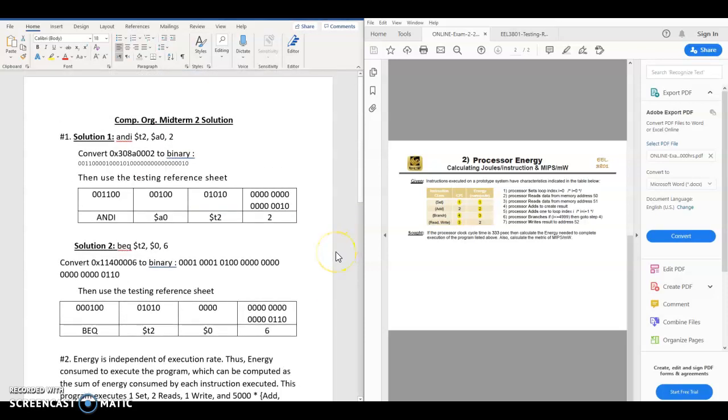Hello, this is Midterm 2 on Module 6 and 8. So, to get right into the first question, we're going to be converting these hexadecimal codes into binary, and then looking for the 6-bit opcode in order to understand what instruction we're really looking at.